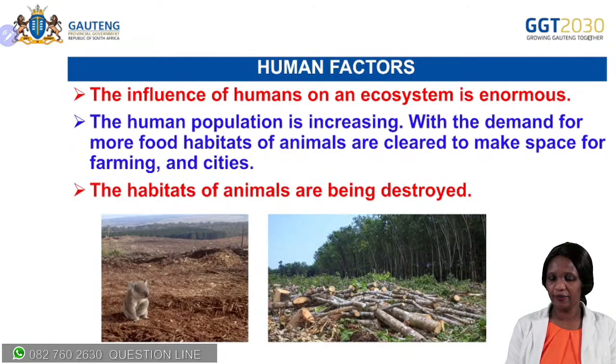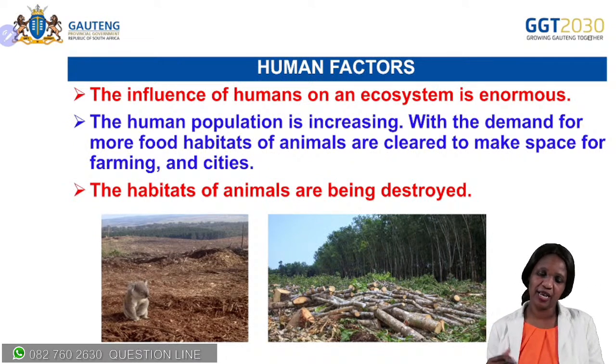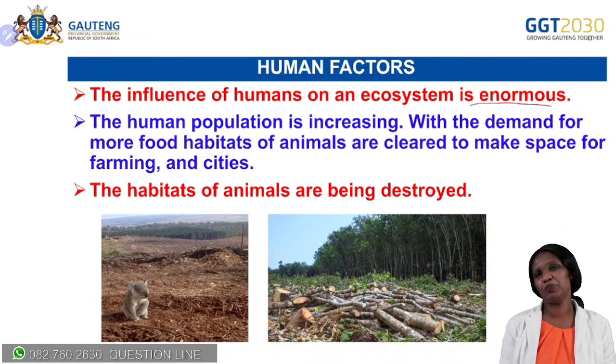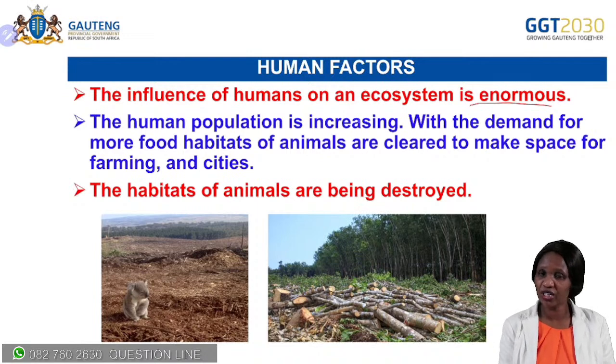Let's move on. All these are human factors. The influence of humans on an ecosystem is big. It is enormous. All right. The human population is increasing with the demand for more food. Habitats of animals are cleared to make space for farming and cities. The habitats of animals are being destroyed.